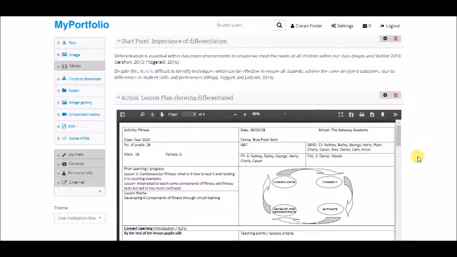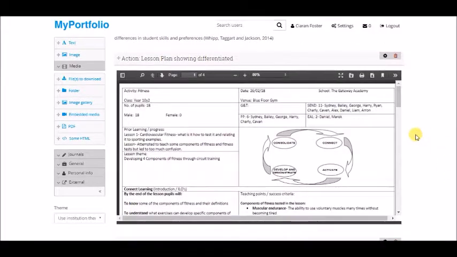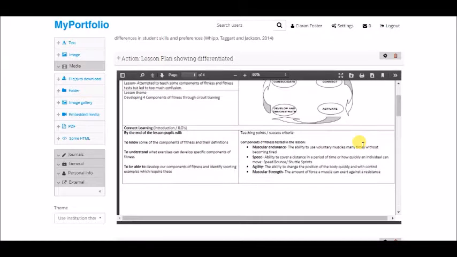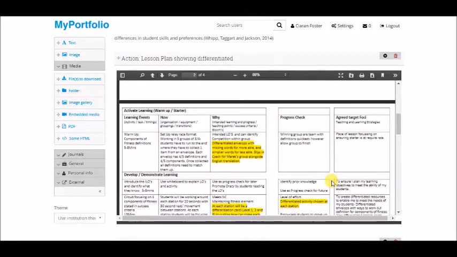So just looking at my action point of how I implemented my differentiation into my lesson plan to meet the needs of the students. So just to give a background, as I said, my last lesson I was focused on all the components of fitness, and that didn't seem to work alongside the fitness testing. It was all too much for the students. So I was looking mainly at 4 components of fitness, which were muscular endurance, speed, agility, and muscular strength.